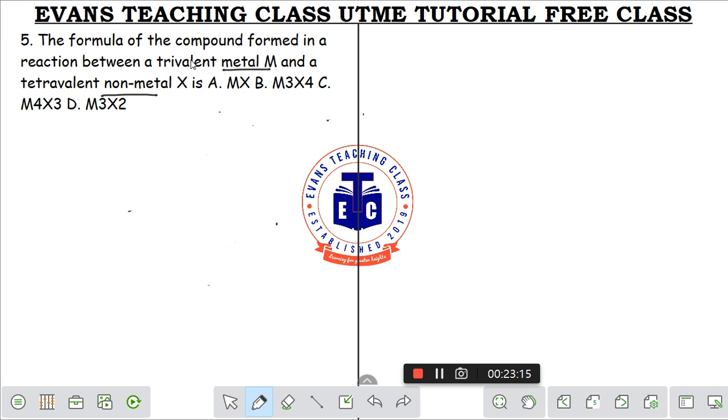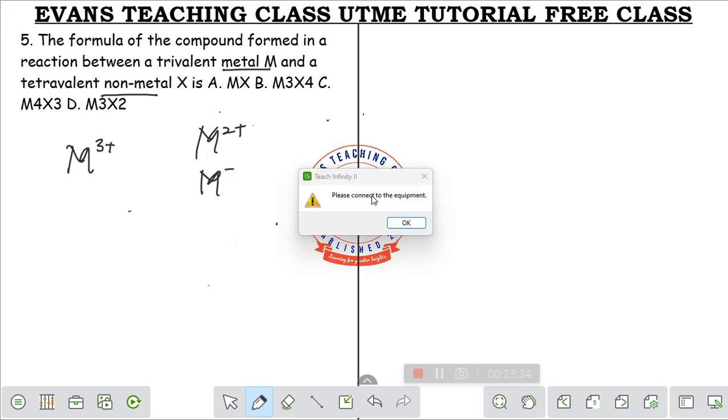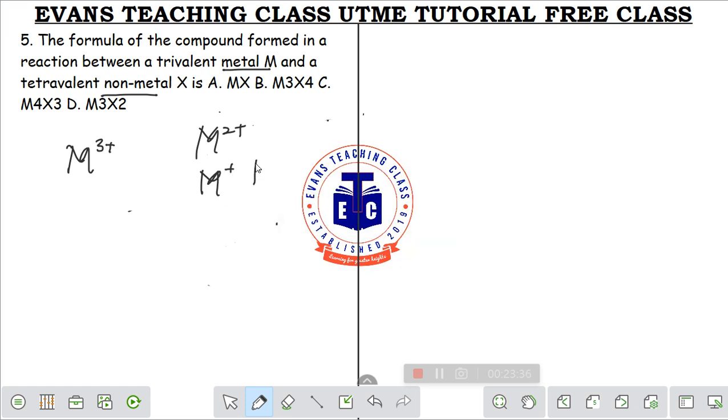So the formula of the compound formed in the reaction, I told you that I've established the fact that it is a trivalent metal. When something is trivalent, it means it will carry 3 plus. If they say divalent, it means it will carry 2 plus. If they say monovalent, it will carry 1 plus. Do you get? If they say tetravalent, it will carry 4 plus. Do you get?